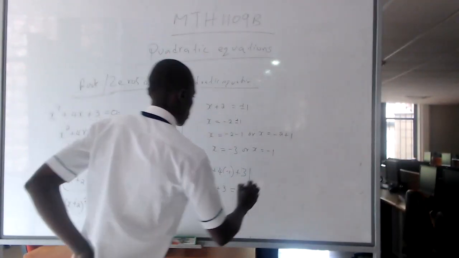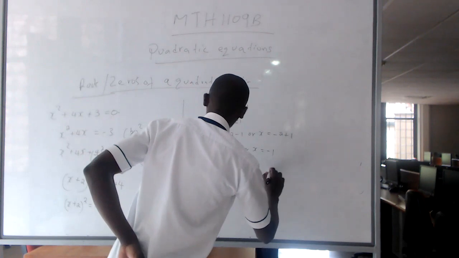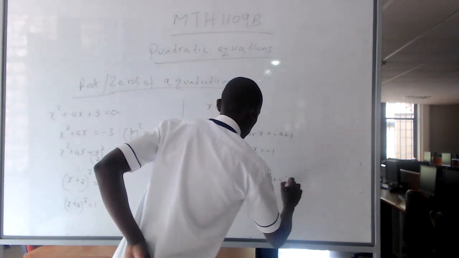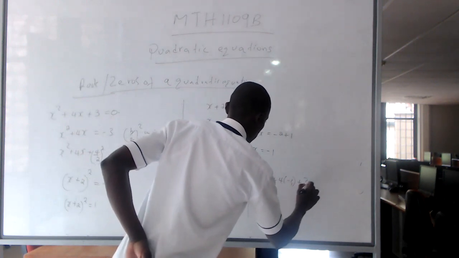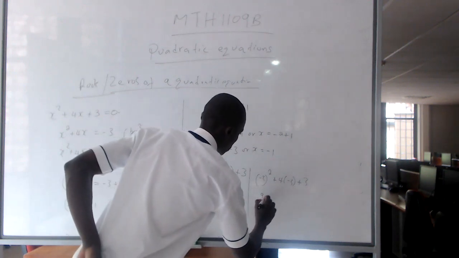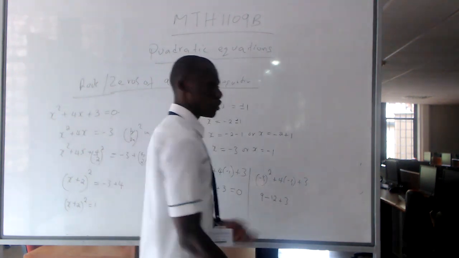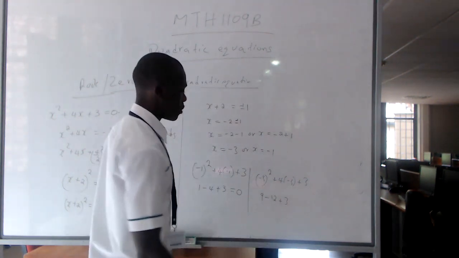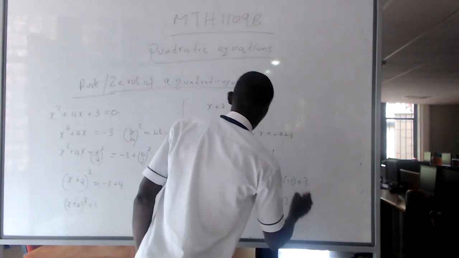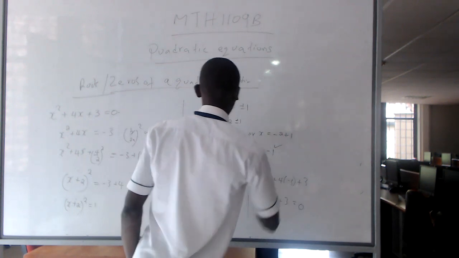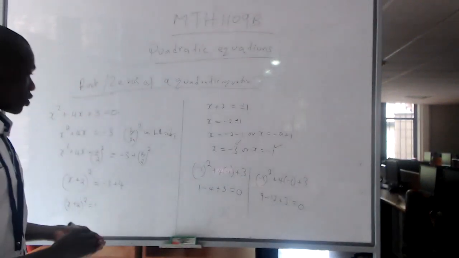How about minus 3? Put minus 3 squared plus 4 times minus 3 plus 3. Minus 3 squared is 9. 4 times 3 is 12. So minus 12 plus 3. And surely 9 plus 3 is 12. So 12 minus 12 gives you a 0. So it is true that minus 1 and minus 3 are roots of this equation.